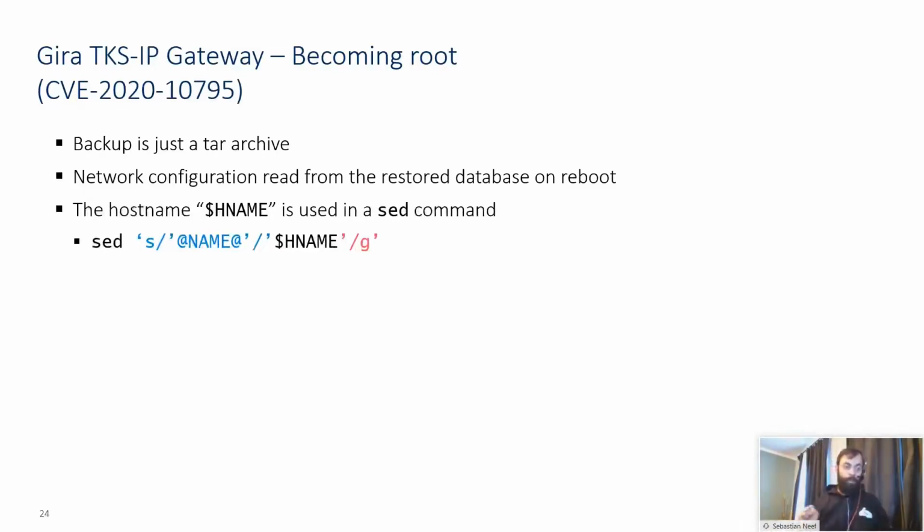So after looking into all the shell scripts which were related to this restoration process, we found out that the configured host name, which is stored in the database, is read into a variable called $HName, which a few lines down the script is used in an sed command to create a configuration file for some service based on a template. So it would replace this placeholder name with the configured host name.